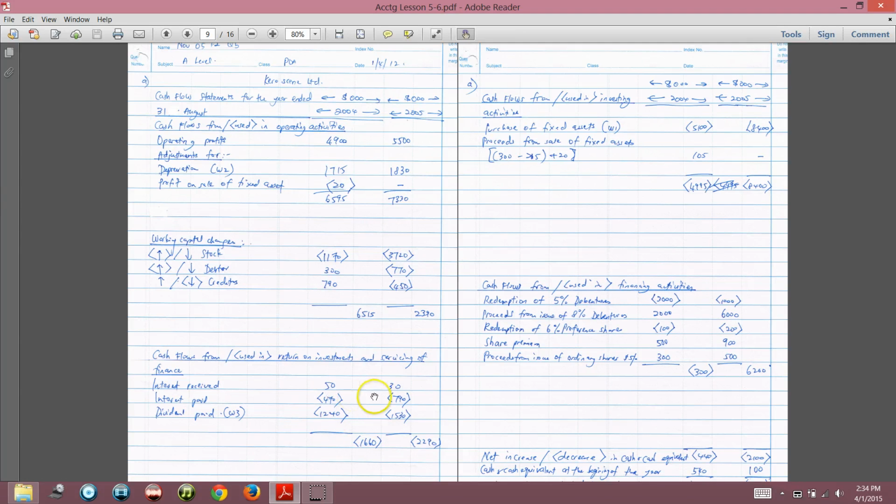In 2004 is 50. Okay, you see all the numbers are in thousands, so it's correct. 50 and 2005 is 30. Interest paid also copy from there, 4,007, 7,009. Okay, dividend paid, wait first.